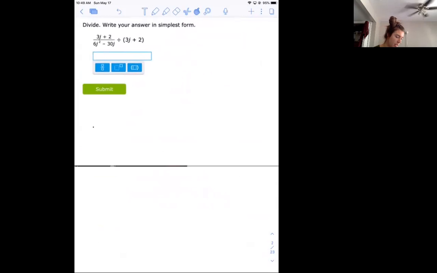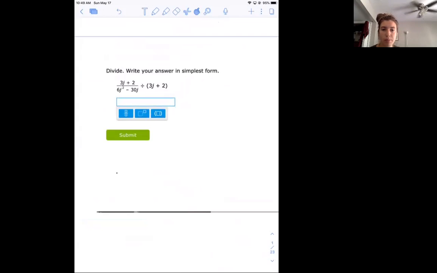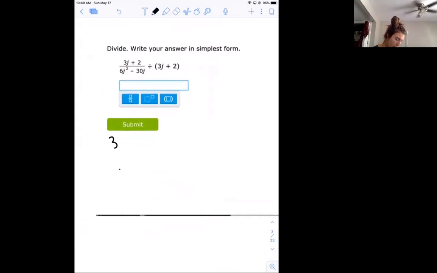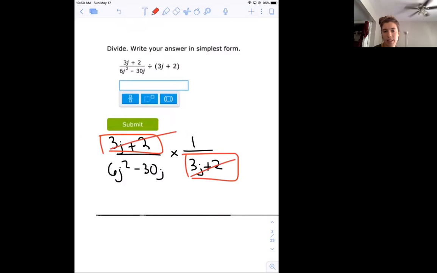Okay, so you're going to get the same binomial sometimes, which is helpful because then you can cross that off before you have to multiply out. So let's just set this up first. So it's going to be 3j plus 2 over 6j squared minus 30j. And then dividing by 3j plus 2 is the same thing as multiplying by 1 over 3j plus 2. And now I can see that I have the same binomial in the top and the bottom of both of my fractions there. So that means I can just cross those off because they'll cancel out anyways.